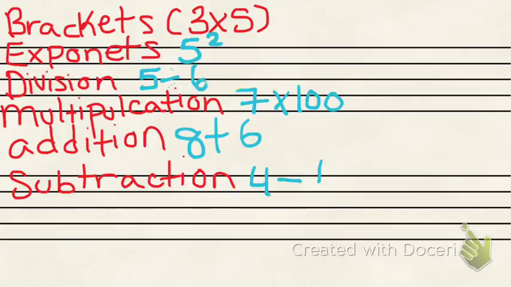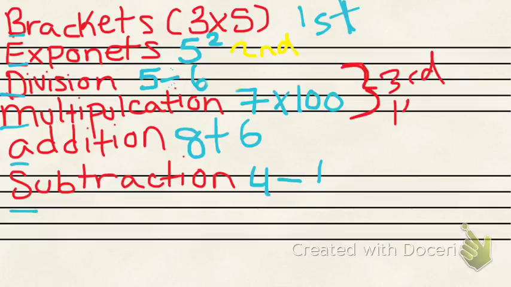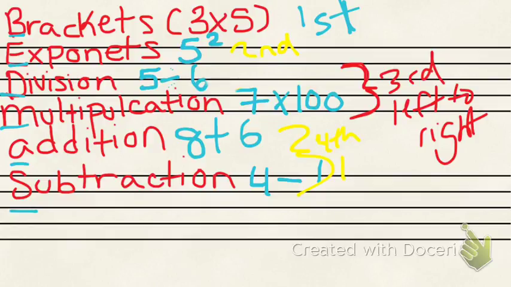Anyways, so we have BEDMAS. BEDMAS is listed in this specific order for a reason. It goes brackets first. Exponents are second. Division is third, but it's also shared with multiplication. Whichever one comes first, left to right. And that goes the same for addition and subtraction. This is fourth, addition and subtraction, but it's left to right, whichever one's first.